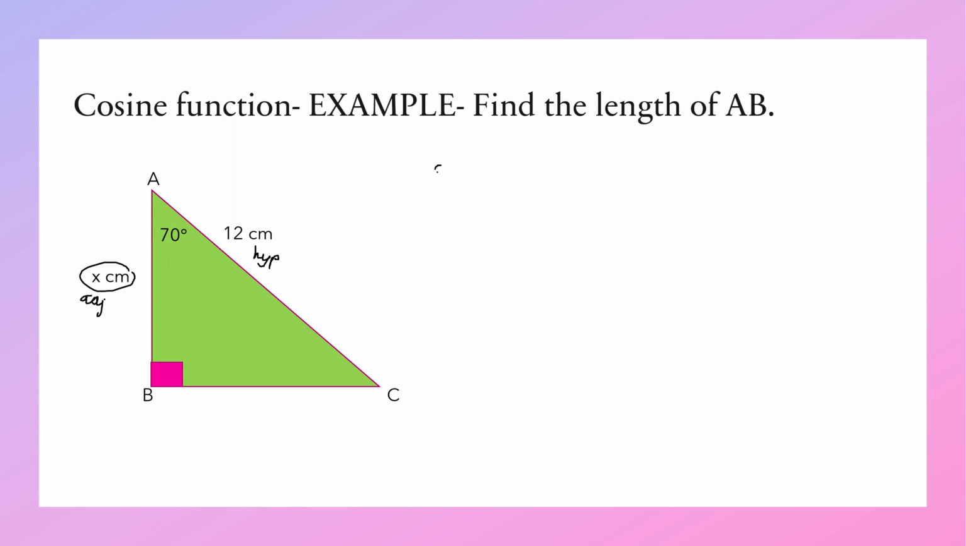Now again, we write out our formula. So cosine of an angle, in this case 70, is equal to adjacent over hypotenuse. So again, we have cos 70 equals x over 12, and x over 12 equals cos 70. Again, what do we do to both sides? We multiply them by 12.